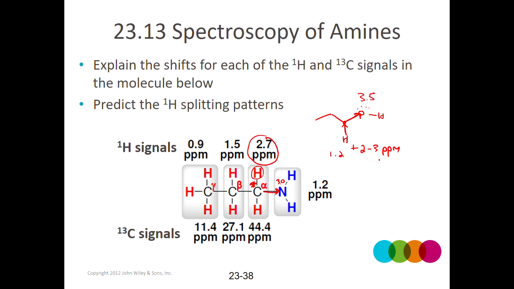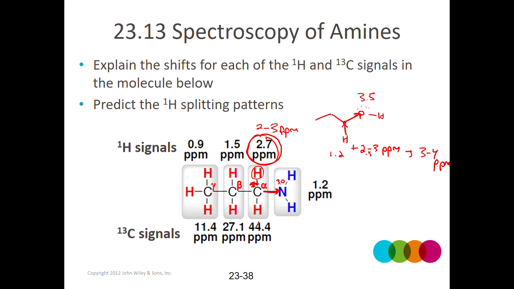So that's going to put me probably between 3 to 4 ppm. Actually, this is going to be more like 2.5 to 3, I think. With the nitrogen not being as electronegative, the deshielding isn't as severe, the downfield shift isn't as severe. So that's why we usually see this between 2 and 3 ppm.